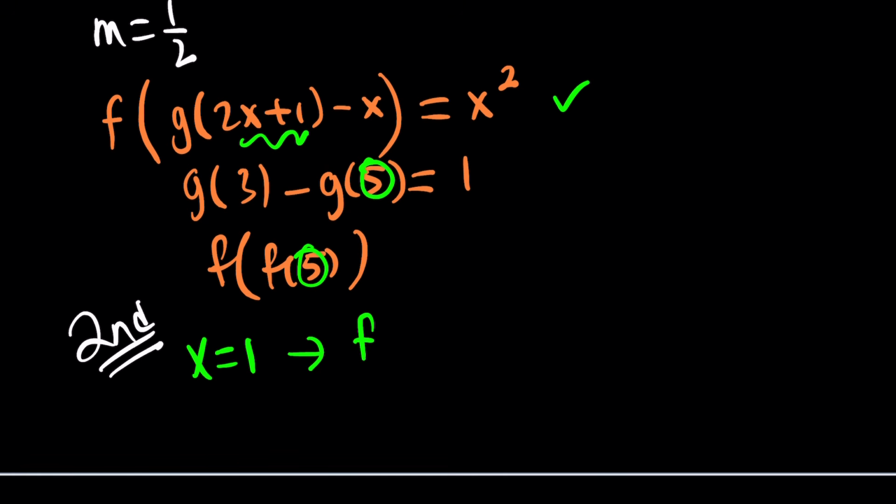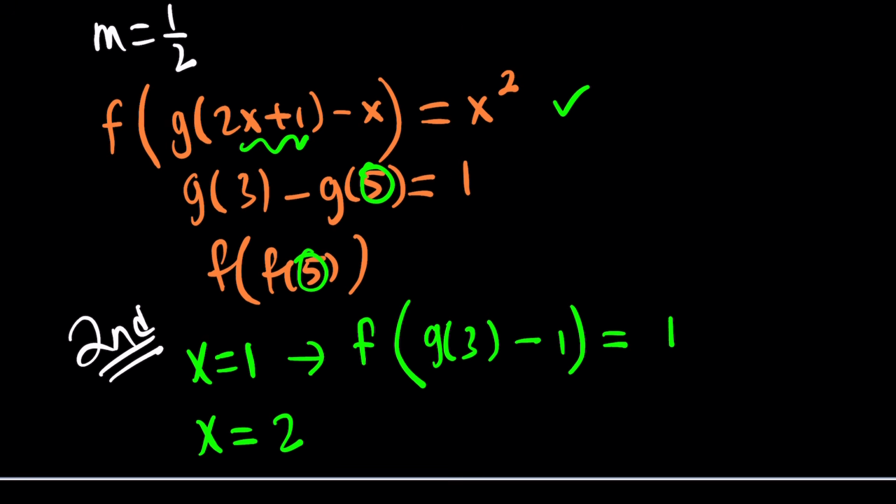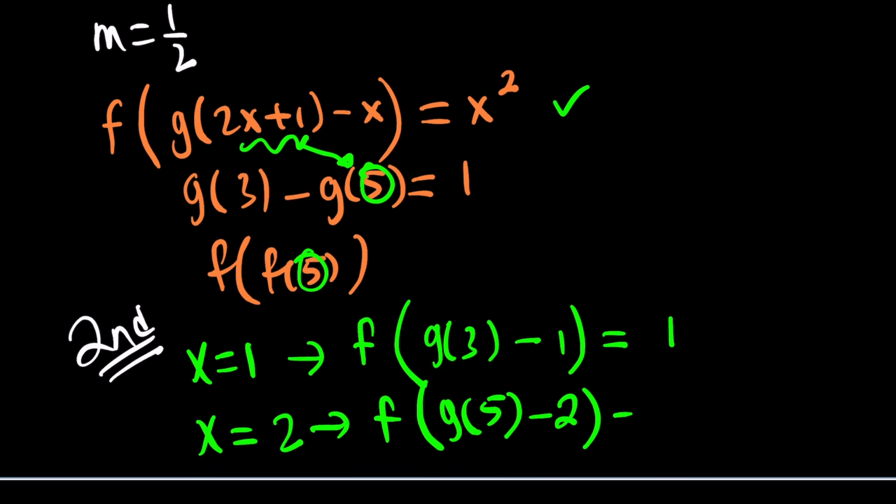So that gives us f of g of 3 minus 1 equals 1 squared, which is 1. Okay, how is this helpful? Who knows? But let's leave it at that and also test x equals 2, because that's also going to give us g of 5 here, right? Which is something we might be able to use. If x is 2, then we get f of g of 5 minus 2 is equal to 2 squared, which is 4. Beautiful. We got two equations.